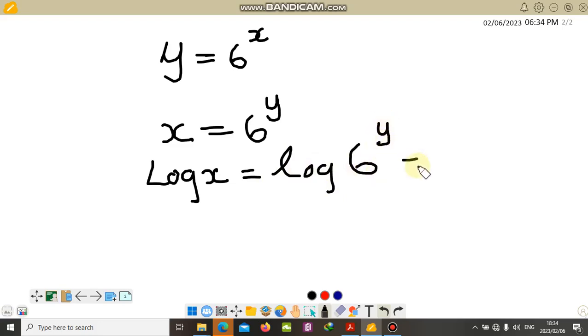So when you have a log, you are allowed to take that exponent y and bring it in front. I think this is also included in the laws of logs. Check the video I did for the laws of logs. So this is going to be y log of 6. So we have log x equals y log of 6.